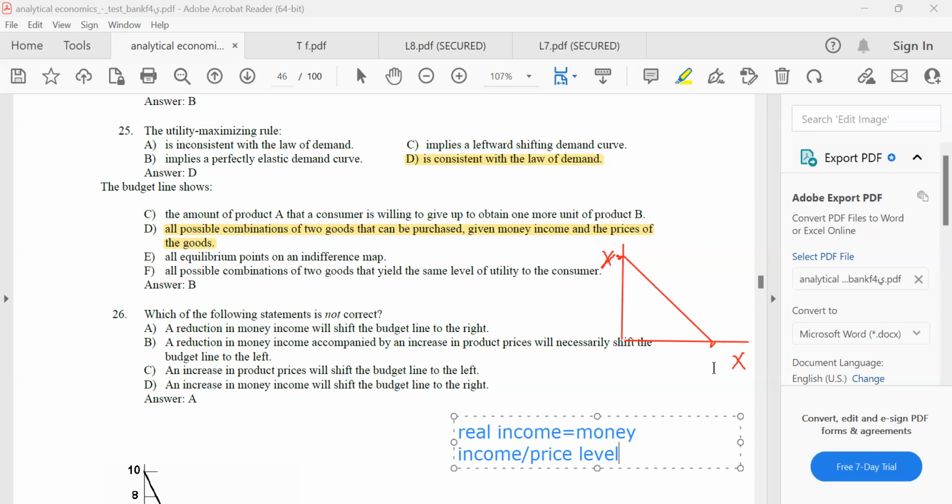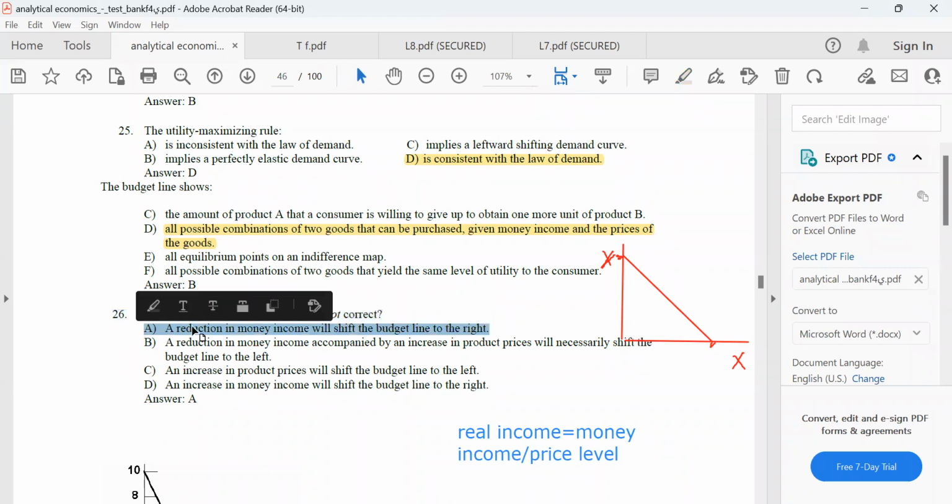اتفقنا ان البادجت لاين ده مرتبط بمستوى معيشة الفرد. مستوى معيشة الفرد مرتبطة بالدخل النقدي للفرد، فأي نقص في الدخل النقدي بينقل منحنى البادجت لاين أو خط الدخل أو خط البادجت ناحية اليسار وليس ناحية اليمين. ده بسبب تناقص الدخل النقدي. سبب لي يا شباب، سبب لي انتقال منحنى أو خط الدخل ناحية اليسار مش ناحية اليمين. الإجابة إيه؟ هي ترو.